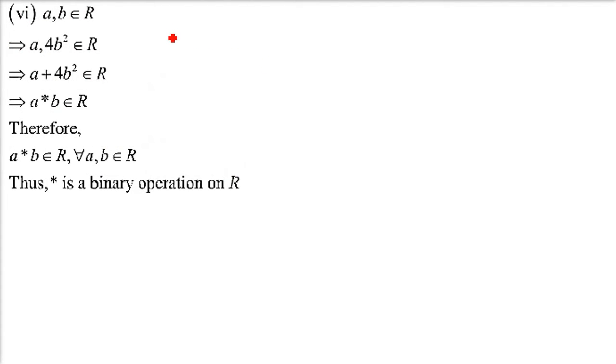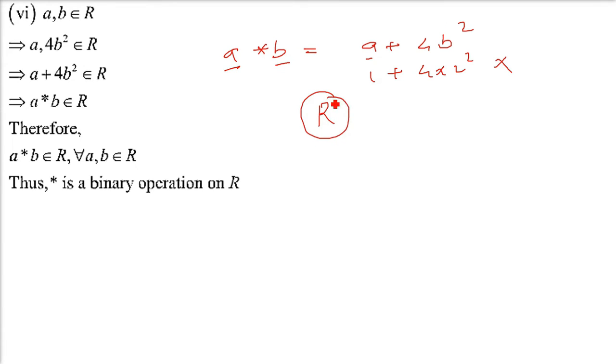Now the sixth one. On R, define star by A star B equals A plus 4B square. Now you remember this third part which we just saw? The definition is similar to that. You don't have to worry about anything. If you insist on putting values from the real set, A some value you take, B also you take, say 1 or 2, you don't have to worry about that because it is a real number set. It is the bigger set.